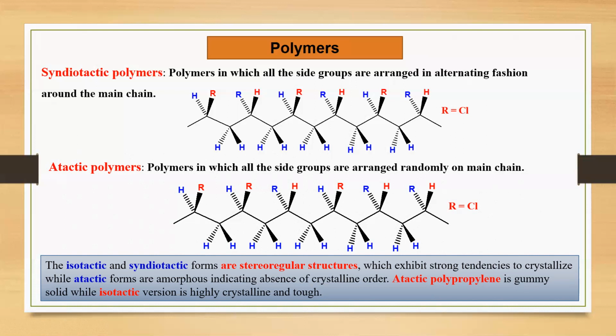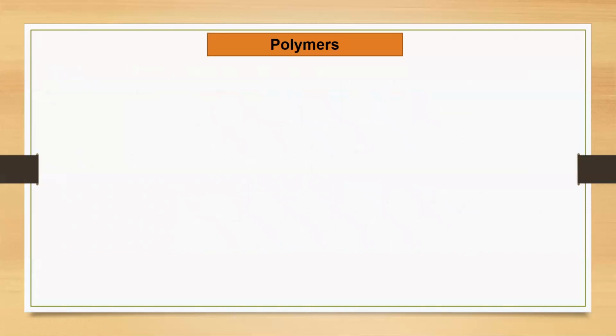And if I discuss the example of atactic polymers, we have already seen that they are amorphous in nature. Examples are PMMA, polymethyl methacrylate, and polycarbonate. So these are certain examples of atactic polymers also.